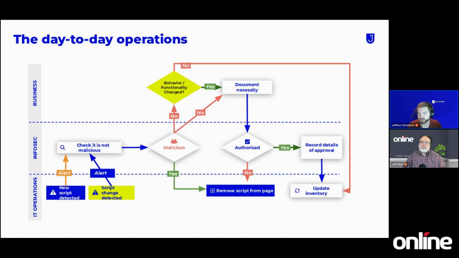If it's not malicious, then we might want to take a look and say, okay, does it exist on the page already? Well, if it doesn't, we need to contact the business side, marketing, development, all these different groups, and ask, did you put this script here on the page? Is it doing what you mean for it to do? That allows us to document why it's there. And then we can make the decision over in InfoSec: are we going to authorize the script? If not, we need to remove it from the page. If we are, we need to record all of that and then update that inventory in some way.